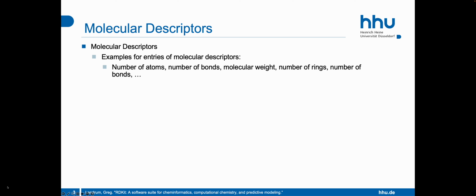One way of numerically encoding small molecules is to simply compute certain molecular features and store these in a numerical vector. Typically, those numerical representations are referred to as molecular descriptors, and they can contain information such as the molecular weight, number of atoms, number of bonds and rings in the molecule. These features can be easily computed.